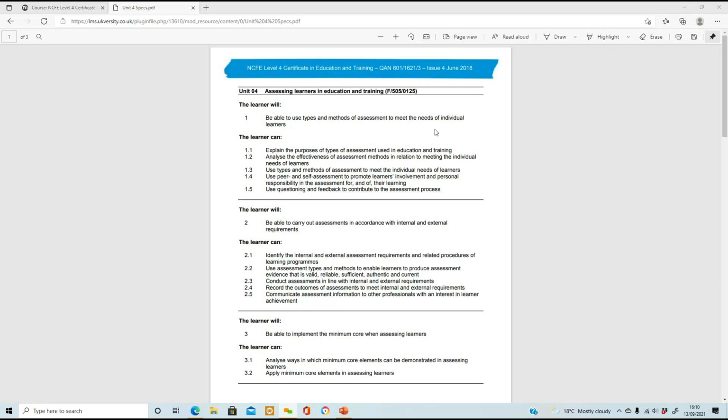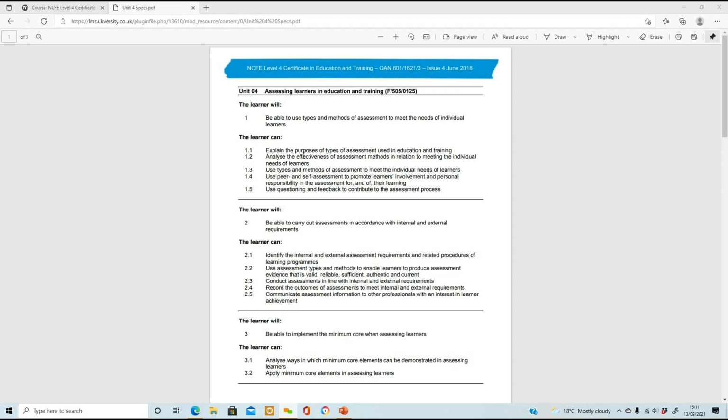So onto here, we've got 5 assessment criteria. So the whole learning outcome is be able to use types and methods of assessment to meet the needs of individual learners. So we're just going to go 1.1, explain the purposes of types of assessments used in education and training. 1.2, analyze the effectiveness of assessment methods in relation to meeting the individual needs of learners.